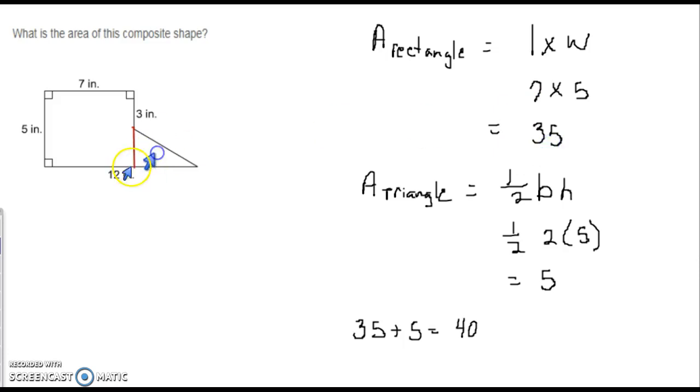And then here is our triangle. It is a right triangle. And so we just need to find the base and the height. So this red is going to be our base. So if the total here is 5 and this is 3, then we know this little section has got to be 2. And then to find our height, we know that from here to here is 7. If the whole is 12, then this has to be 5. And so our formula, 1/2 the base times the height. Our base is 2. Our height is 5. So 10 divided by 2 is 5. Add those two together, and our total area is 40.